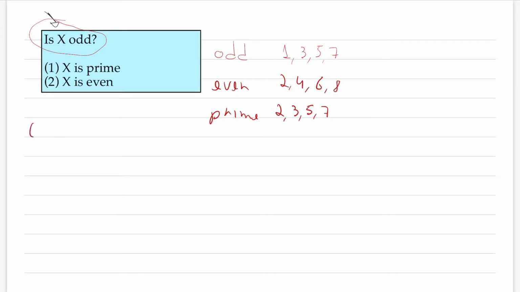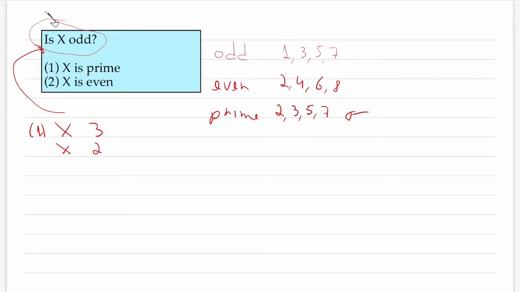The first statement says that X is prime. So X is one of those numbers. X could be 3, and 3 is an odd number. But X could also be 2, because 2 is a prime number. In fact, 2 is the only even prime number. All the other prime numbers are odd, because except for 2, each even number can be divided by 2. That's the definition of an even number.